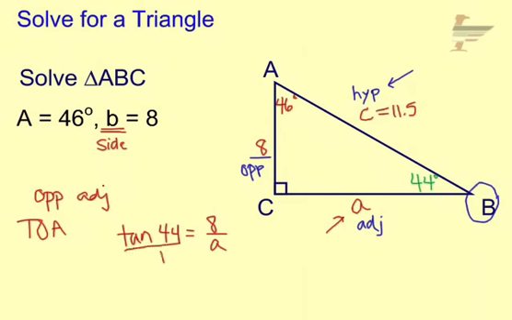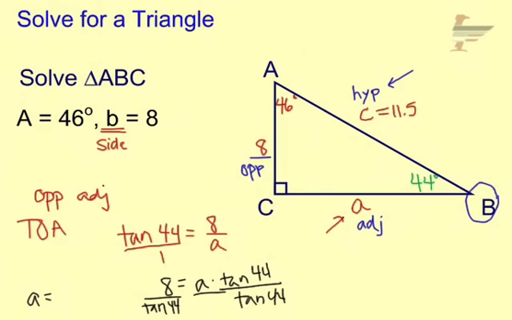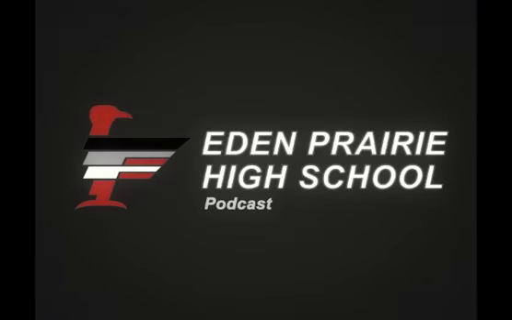And now let's make this a fraction so we can cross multiply. We have 8 equals A times tangent of 44. Divide both sides by tangent of 44. Again, you want to make sure you are in degrees, and then we get side A to equal 8.3. So now we have solved for the entire triangle. We know all three angles and all three sides.